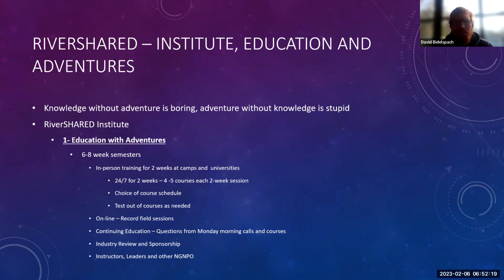So the first one is essentially working on 6 to 8 weeks of semester training broken up into 2-week camps that can come alongside universities or industries or professional certification. In 2 weeks we can offer up to 15 or 16 credits, or as little as 2 or 3 credits if people don't want to take that many courses.